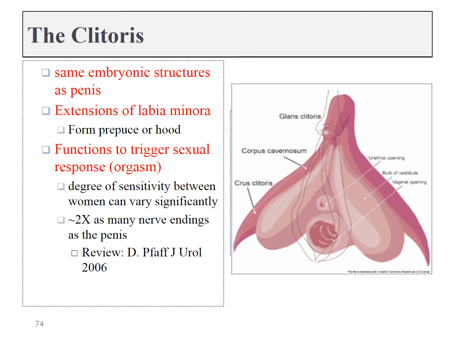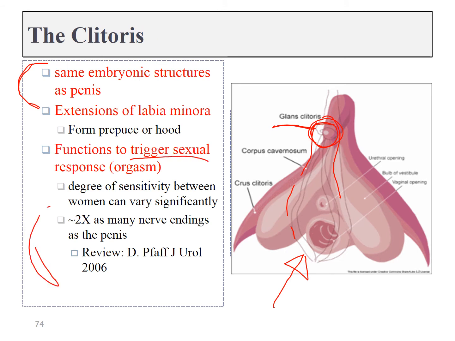is the same embryological structure as the penis, meaning it's got a pair of corpora cavernosa and corpora spongiosa as well. Shown on the dotted line here is where you would find the labia minora, which forms a hood over the only portion of the clitoris visible from the external portion of the female body. This portion is known as the glans clitoris. The function of the clitoris is strictly to trigger sexual arousal and orgasm. And there may be twice as many nerve endings here in the clitoris as found in the penis.